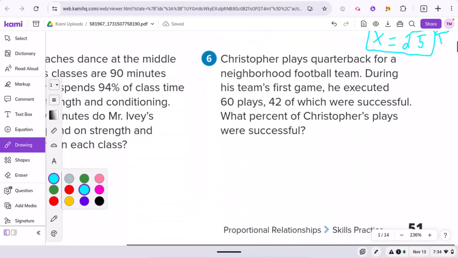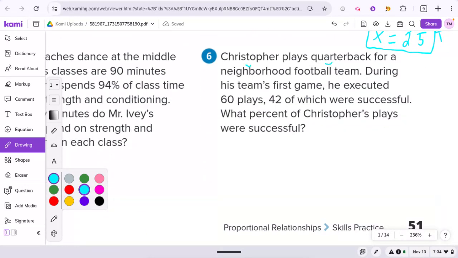Number 6. Christopher plays quarterback for a neighborhood football team. During his team's first game, he executed 60 plays. 42 of those were successful. So for this one, it's a little bit different. They are telling you the total number. The whole number of plays is 60, and he was successful on 42 of them. So 42 of the 60 he was successful on.